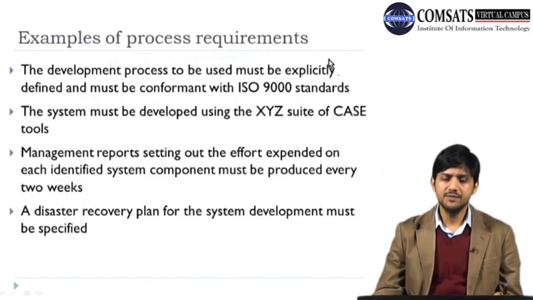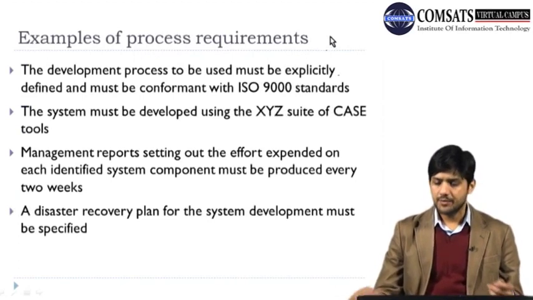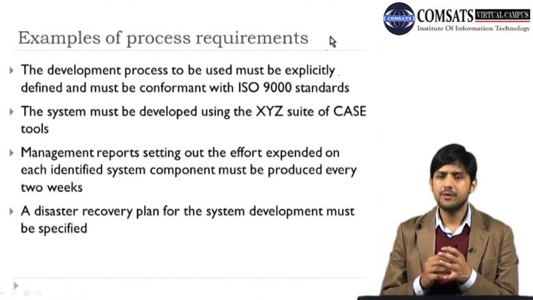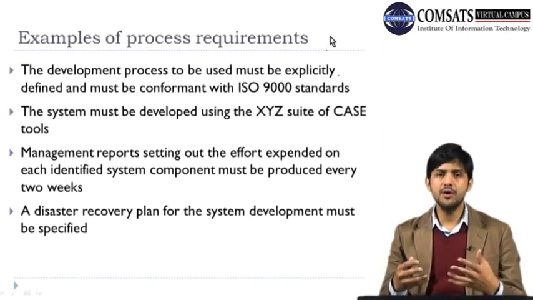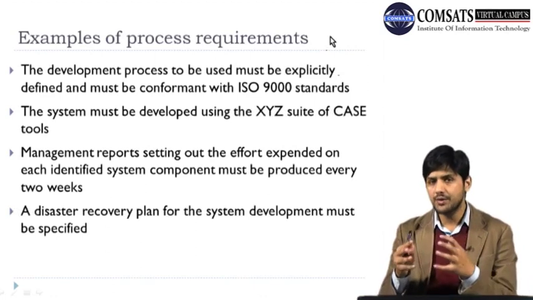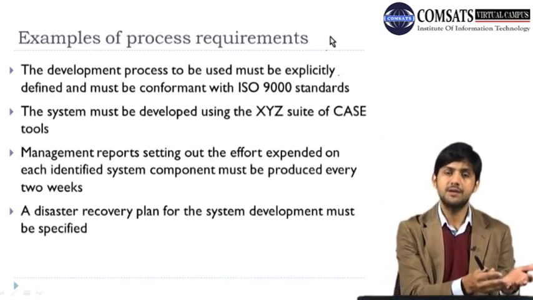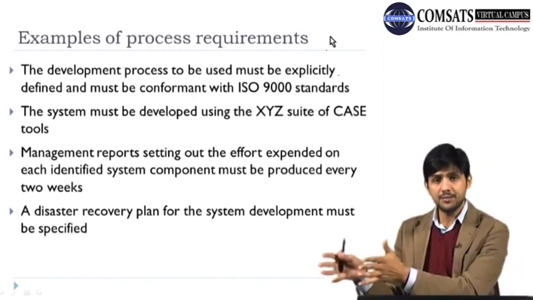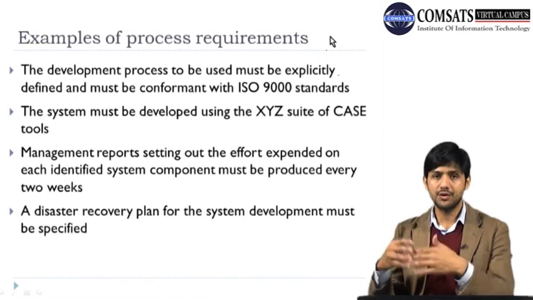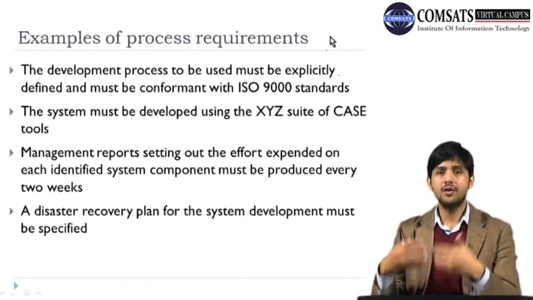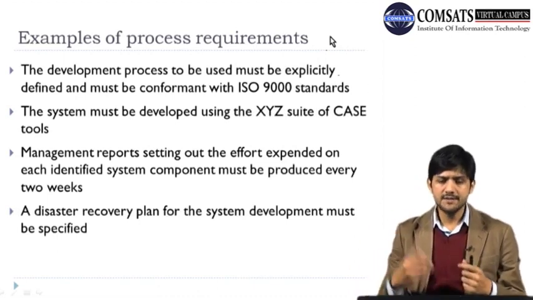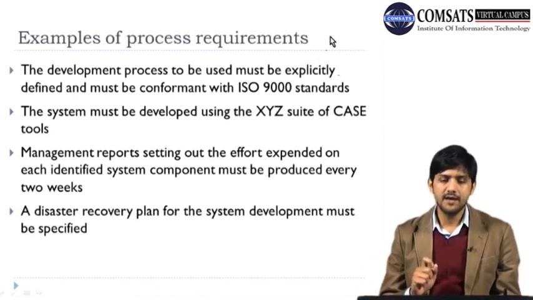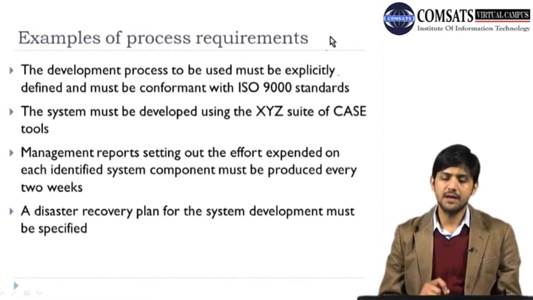Now let's look at some examples of the process requirement. As I said, process requirements are constraints on the way you do certain things. For example, you are implementing the product, so if there are any constraints put on how you are going to implement the product, that will be related to process non-functional requirements. Similarly, if you have any constraint related to how you deliver the product to the client, that would be a constraint on your process of delivering. So that is again a non-functional process requirement. Let's look at a few of these examples. The development process to be used must be explicitly defined and must be conformant with the ISO 9000 standards.